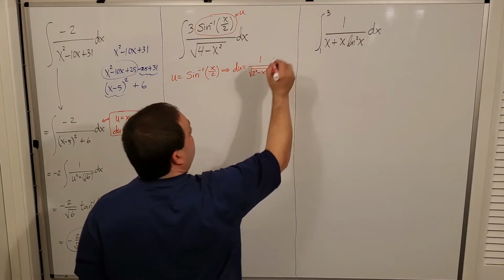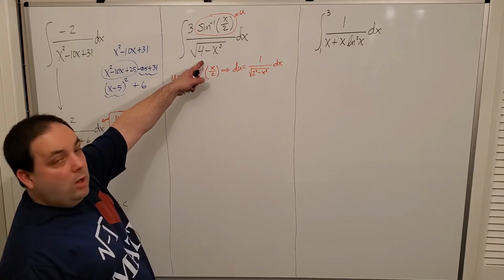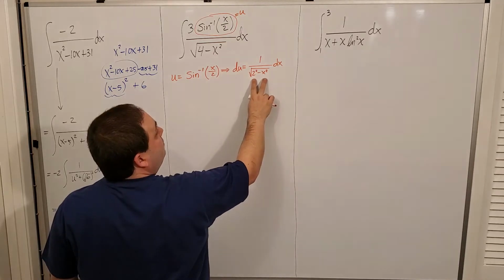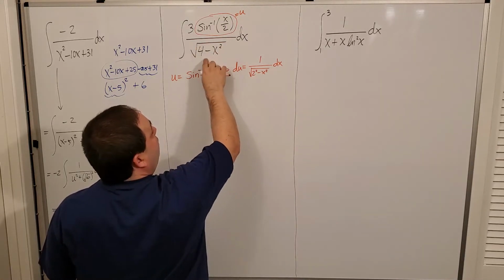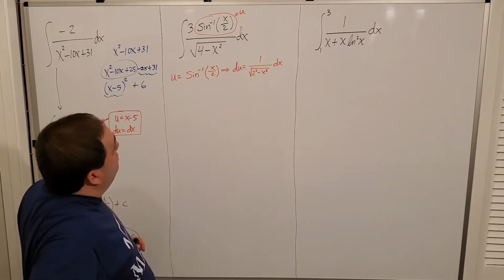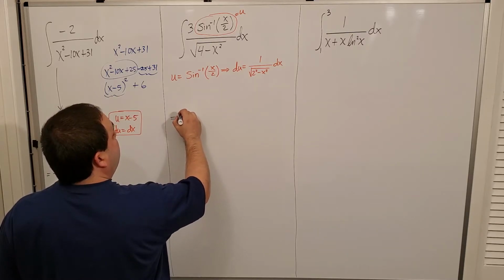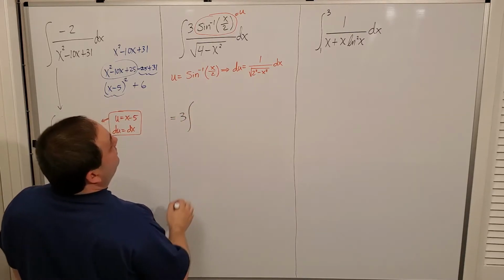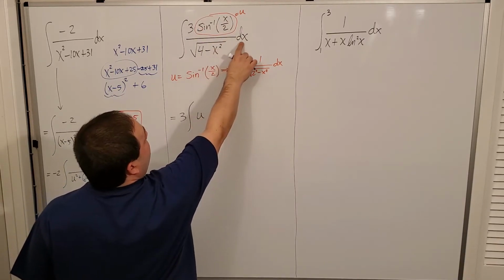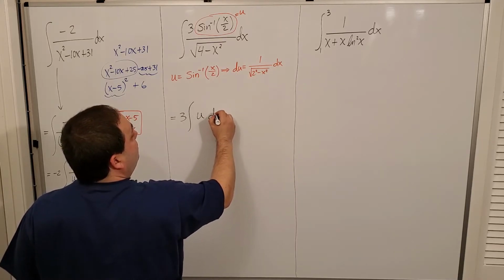Dx. Well, great. That's exactly what we have. I have a dx over the square root of 4 minus x squared. The 3 is extra, so perfect. What did I end up with? After the substitution, the 3 is still there. U took the place of that, and both of these got replaced with du, like so.